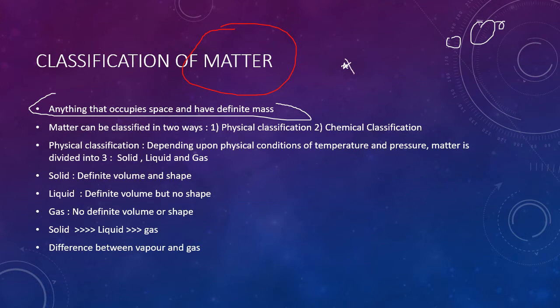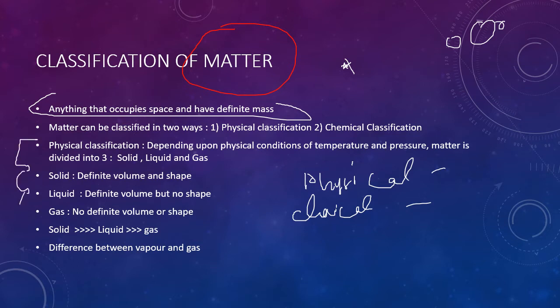To understand matter more in depth, we started to classify it. There were two ways for us to classify matter: physical classification and chemical classification. Physical classification was on the basis of physical conditions like temperature and pressure. On the basis of it, we classified matter as solid, liquid, and gas.